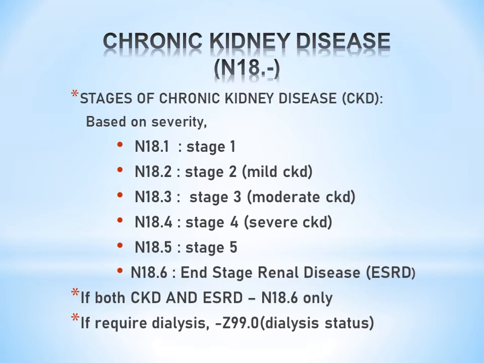And the next guideline is, if in the documentation it states that the patient has some stage of CKD which requires dialysis, then we have to code additionally Z99.0, that is dialysis status. So in addition to the stage of CKD or N18 series codes, additionally we have to code Z99.0, to identify the dialysis status.